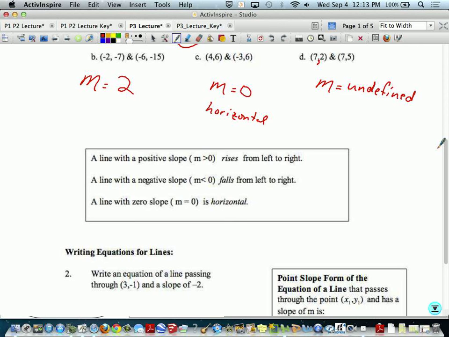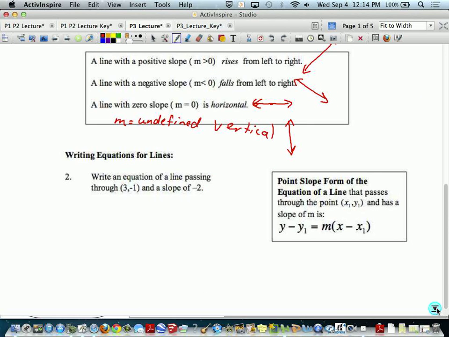So you can shortcut things by saying exactly what you said: my x values are the same, therefore this is vertical, undefined. My y values are the same, I know it's horizontal, 0 slope. A line with positive slope rises from left to right, going this way. Negative slope falls from left to right, going this way. Horizontal, and do you guys have the vertical on your packets? No? When M is undefined, you just want to write down vertical, undefined. Remember, horizontal goes this way, vertical goes this way, up and down. So that's a reminder of how to calculate slope, but also gets you thinking about the different lines you can run into.